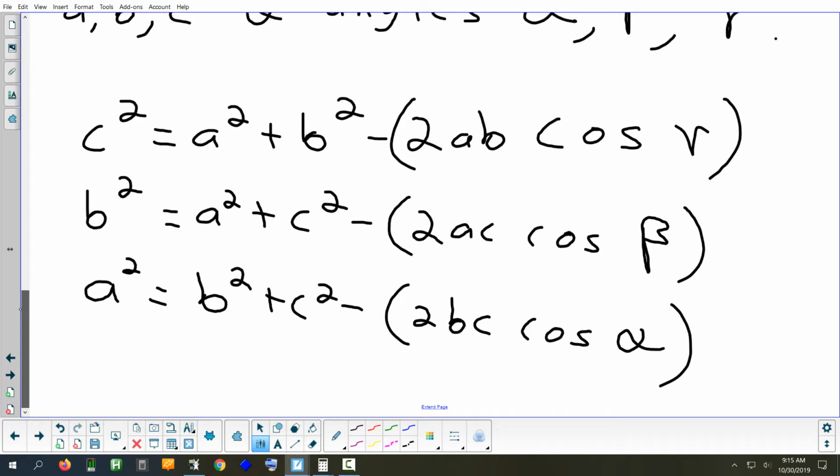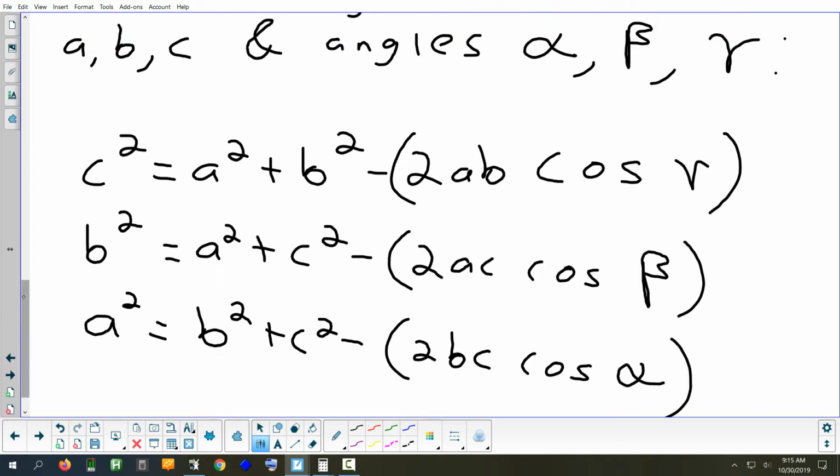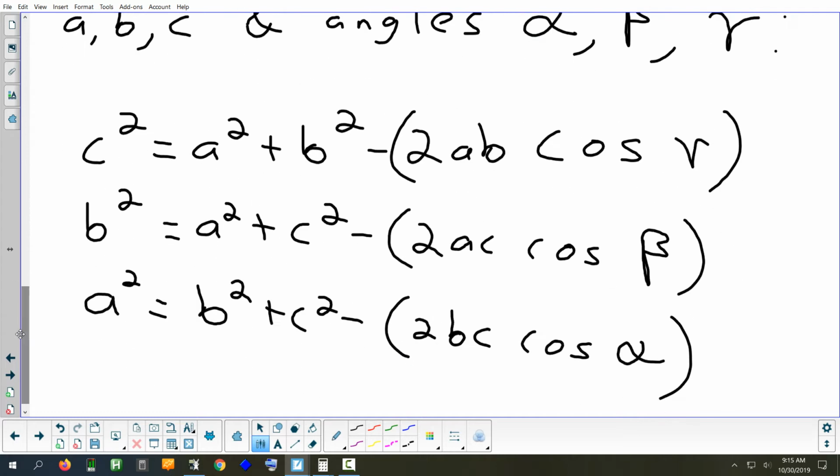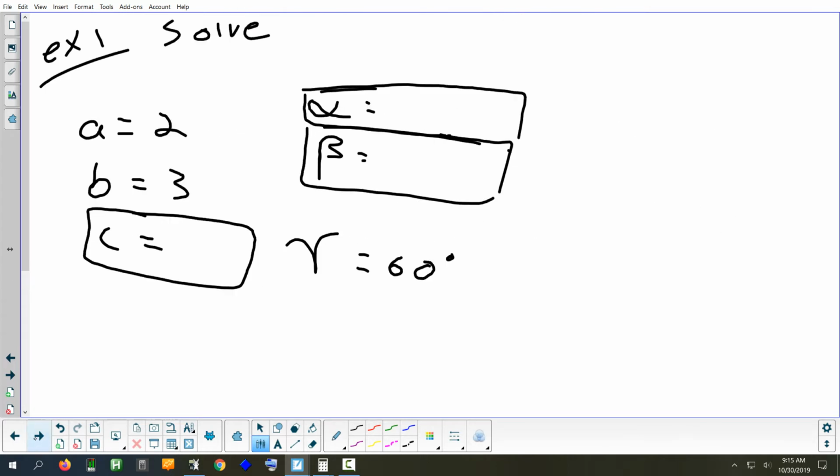Now we're just going to try 3 problems. We'll do one side angle side, one side side side, and then a word problem. This is the same problem that you had in your notes when we started, and I said, let's just look at it and see what happens.